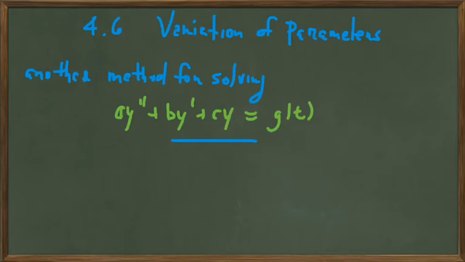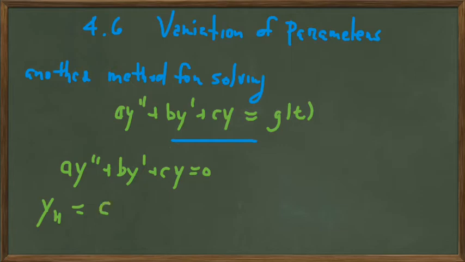So we already know that the homogeneous differential equation a y double prime plus b y prime plus c y equals 0 has two solutions, and we're going to write those two solutions in this form: c1 y1 plus c2 y2.